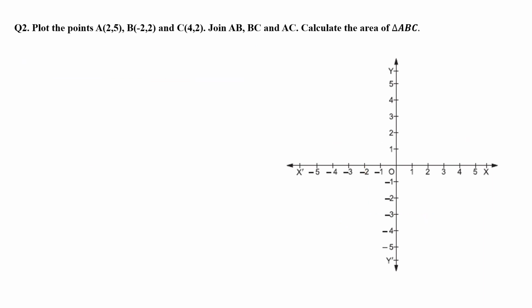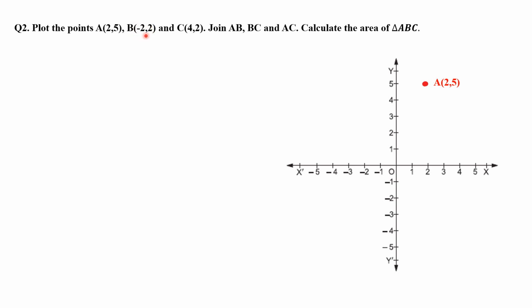Now question number 2. Plot the points A, B and C. Then join AB, BC and AC and then calculate the area of triangle ABC. So first let's plot the points. Now coordinate of A is (2, 5). Both the x and y coordinates are positive, so it will lie in the first quadrant, isn't it?